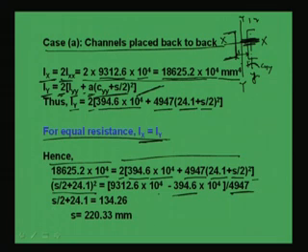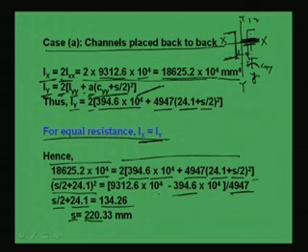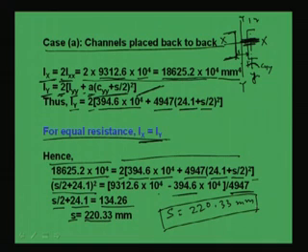So, from this I can find out S by 2 plus 24.1 is equal to 134.26. That means S is equal to 220.33 millimeter. That means the spacing is equal to 220.33 millimeter. So, this is the spacing. If we can make this, then we will get equal resistance from both the sides. That means Ix will be equal to Iy.